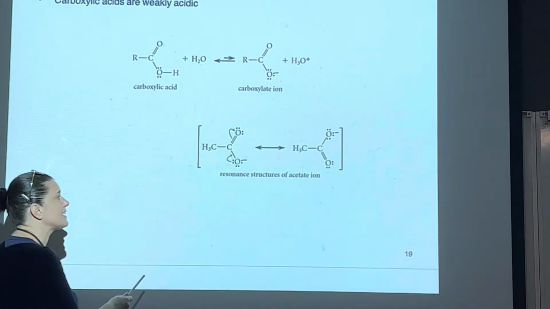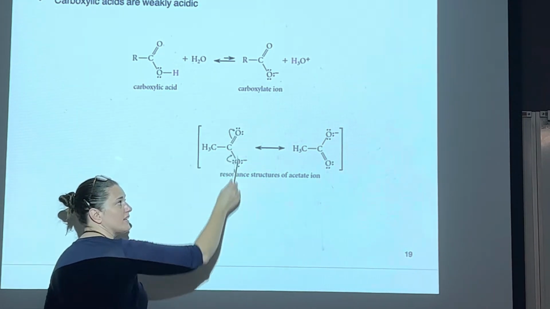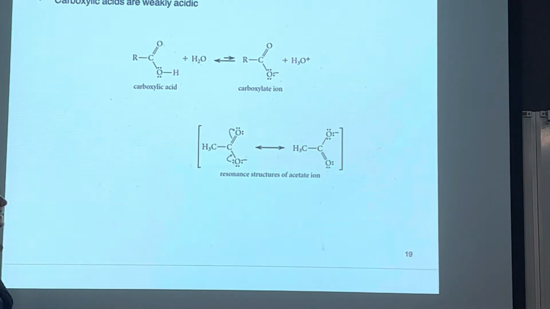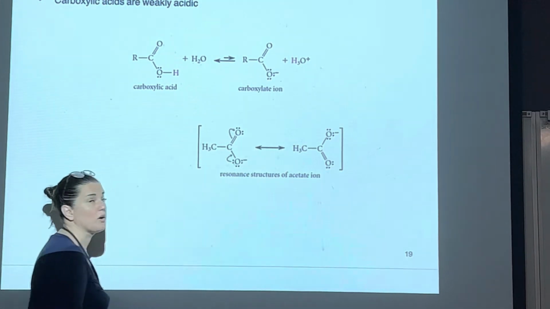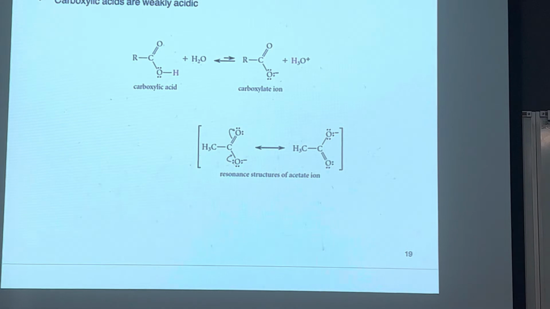And because this negative charge can be distributed over two atoms like that, the carboxylate ion is pretty stable. And if you have something that's pretty stable, life tends to create that, okay? So the hydrogen is allowed to jump off, and you can see that the pink hydrogen on the top left up there is jumping off onto the water, onto the H2O, bloop, and that makes H3O plus, which is called hydronium.